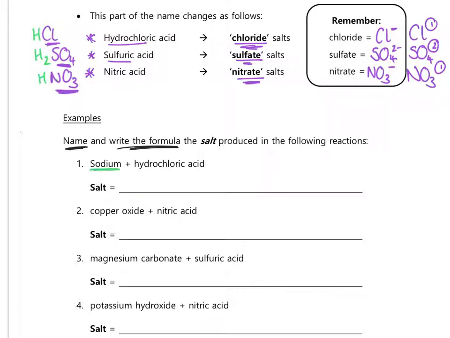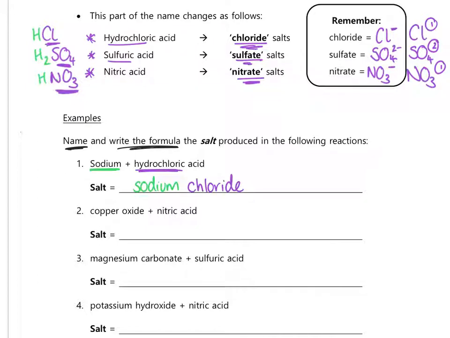Well, the first part of the name comes from the metal and it remains unchanged, so it's going to be sodium. Second part of the name comes from the acid, but it changes. So it's hydrochloric acid, and we can see from up above that hydrochloric acid changes its ending to chloride. So the name of my salt is sodium chloride.